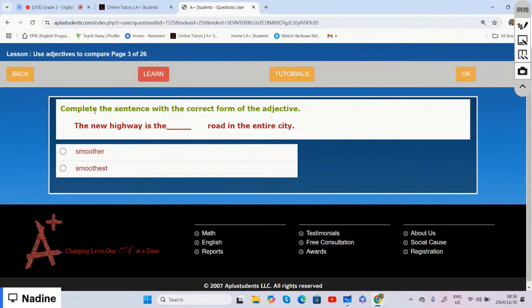All right, and if we were to choose the correct option, we are comparing this highway to all the other roads in the entire city. Which means that it is a superlative adjective, so we can say this one is the smoothest. Well done. Smoothest is correct.